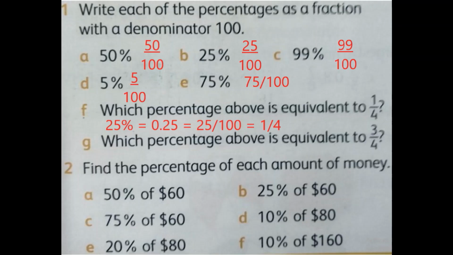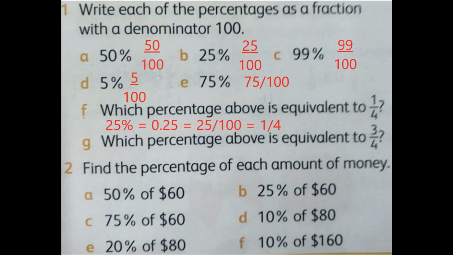For letter G, it says, which percentage above is equivalent to 3/4? Using the same idea as we did for F, we're just going to keep simplifying the fractions to get 3/4. We know A and B are out because we've already done those. Letter C is 99 over 100, and we can't simplify that to 3/4. Letter D is 5 over 100, and again, we can't simplify that to 3/4.